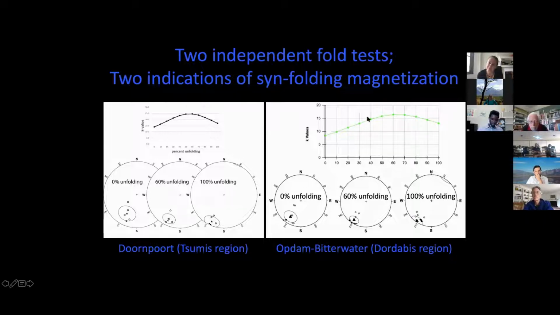What we're looking at is a measure, this K value is a measure of the clustering of the data at various levels of unfolding, from 0%, that's today's field coordinates, to 100% where the strata are all rotated completely to horizontal. And for both the up-down basalts in the Bitterwater area around Dordobus and in the Zumas area of the Doornpoort red beds, we found this maximum clustering value at about 60% unfolding. And so these are two independent tests that suggest that the magnetization was acquired during folding of the strata.